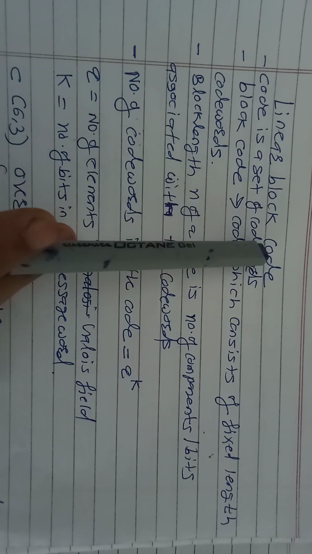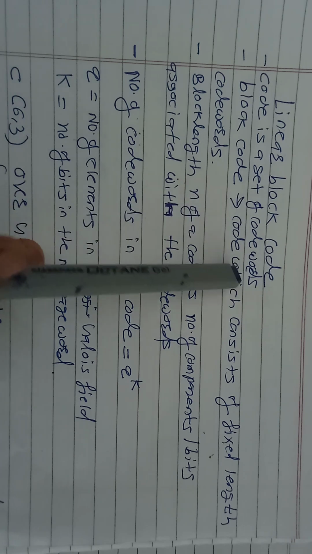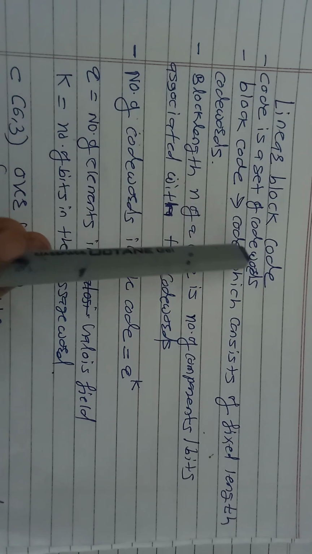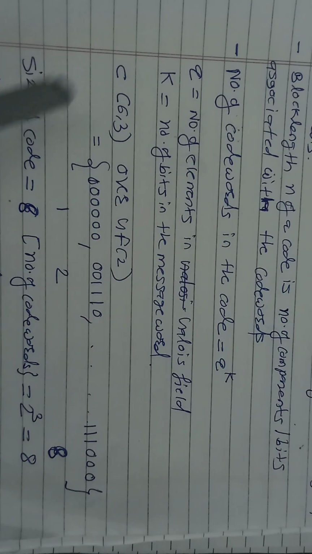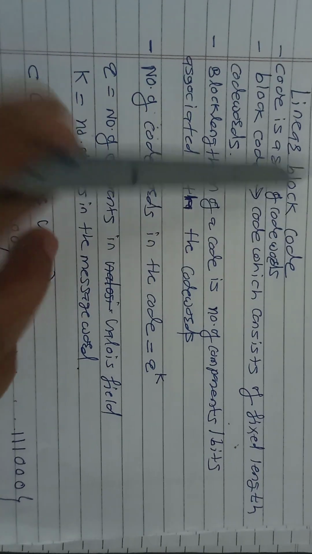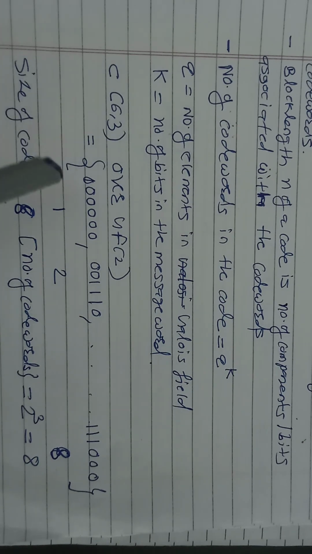Then what is block code? Block code means the code words in that set are of the same length. That is block code. Let us understand these two words, code and block, from this example. So this is a (6, 3) code.